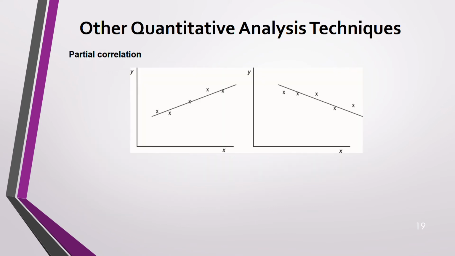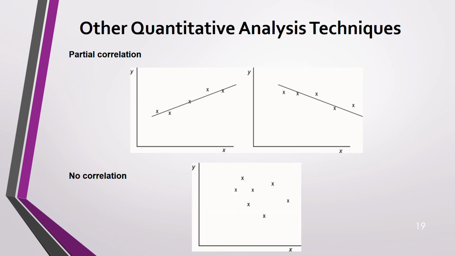Partial correlation. Now see the diagram. Some x's are on the line, some closer to the line, some a little away from the line, but partially they are correlated. Not very correlated, but somewhere in between, partially. Then no correlation. You see, they do not fall on a straight line. Some are here, some are there. You cannot tell if x increases, y will increase, because for some they are increasing, for some they are not. No correlation. It's here, there, everywhere.